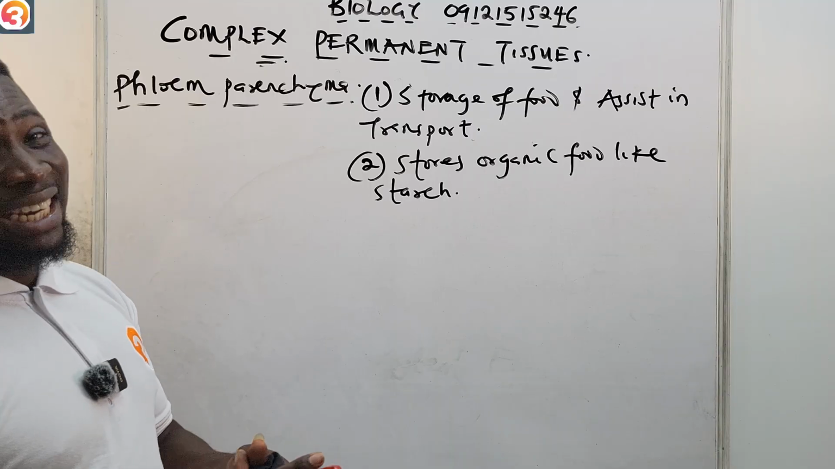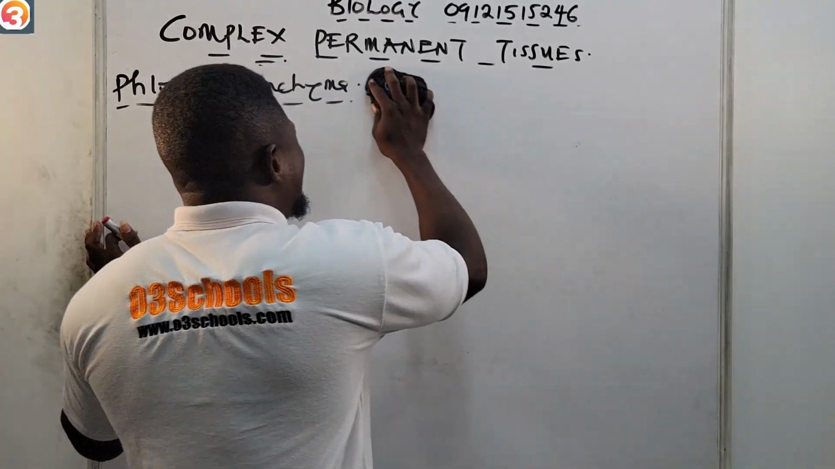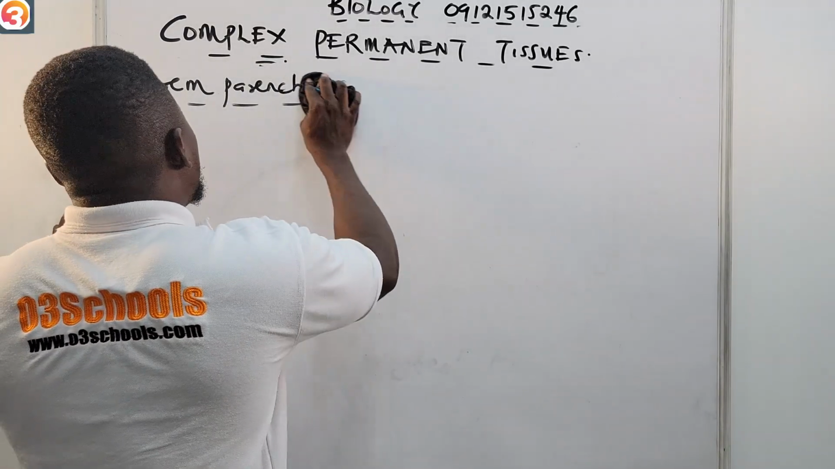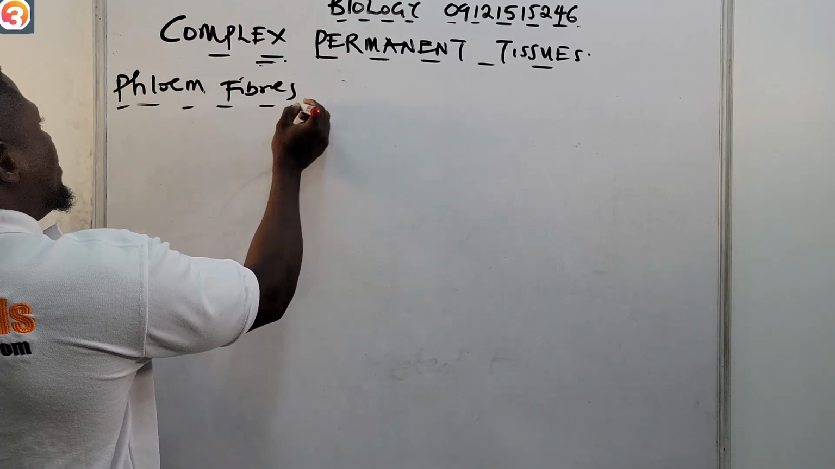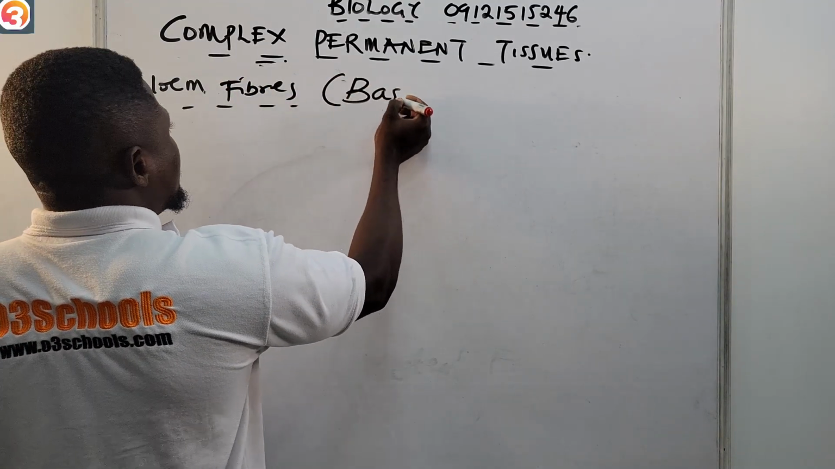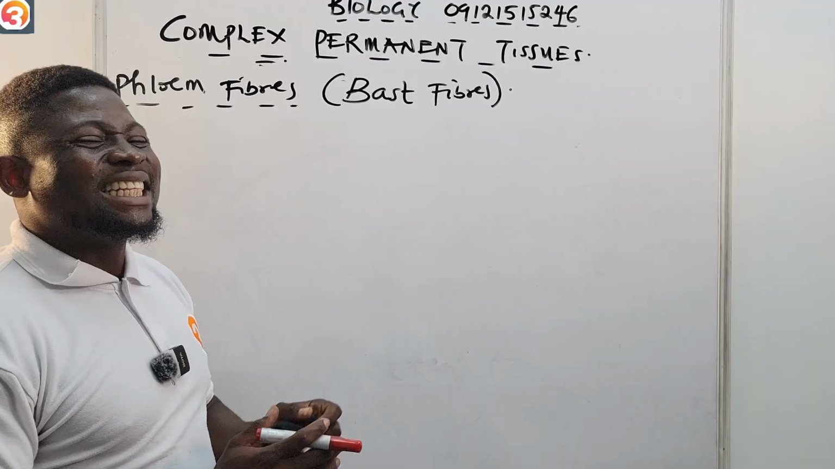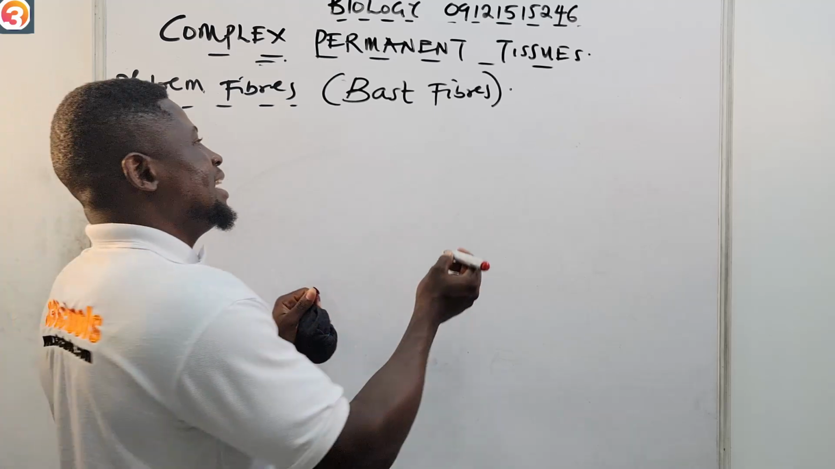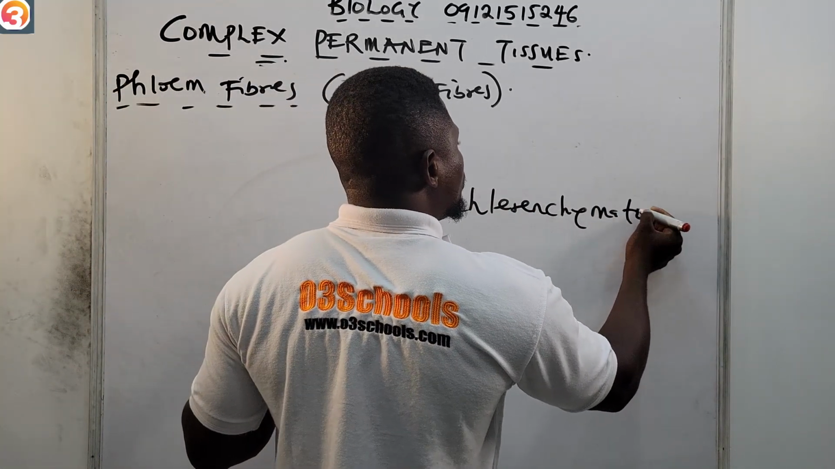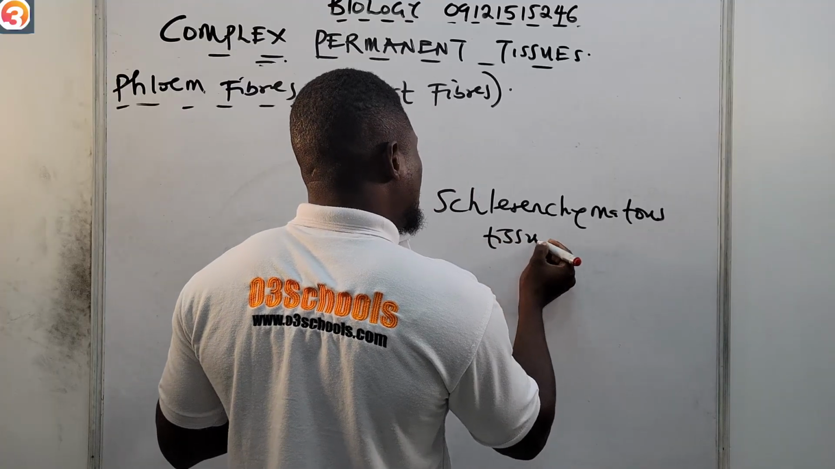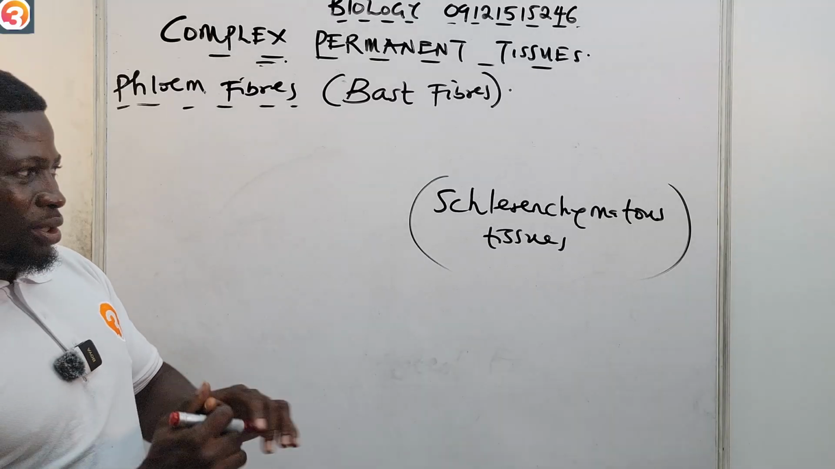Now that will take us to the last one, which is the phloem fibers. The phloem fibers are also called bast fibers, B-A-S-T, bast fibers. They contain what we call sclerenchymatous tissues.